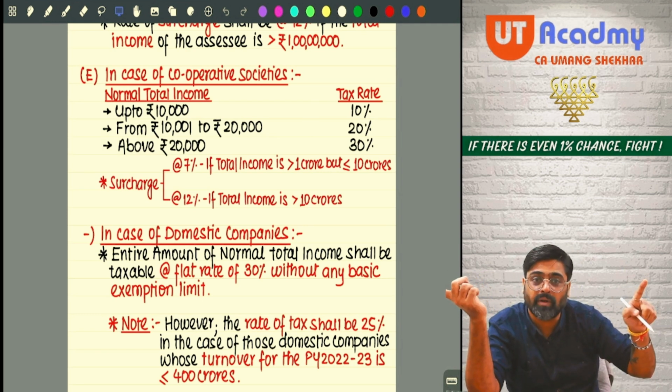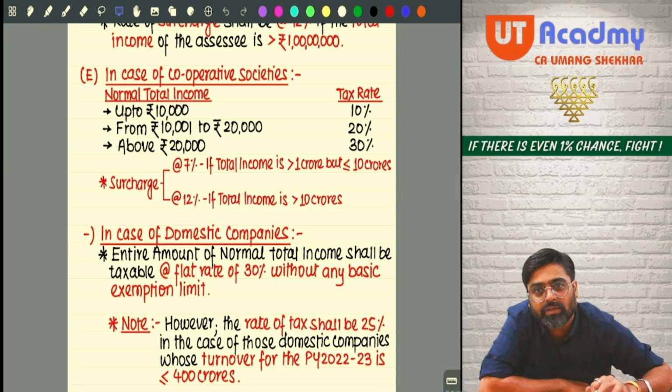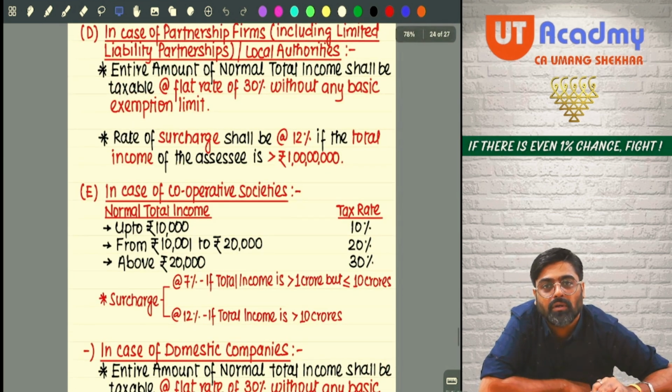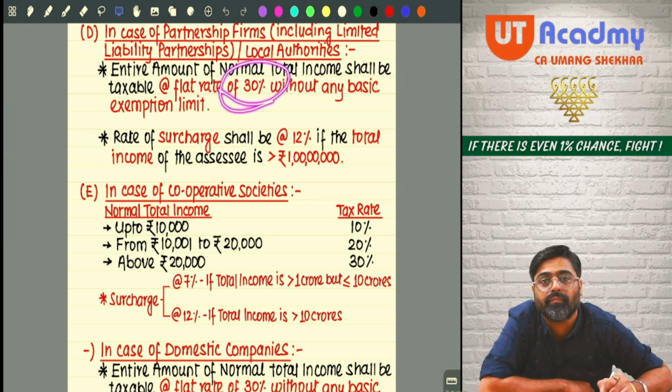Special tax plus normal tax, both the taxes taken together, this surcharge rate will be applicable. Same logic here also. Yes or no? This 30% rate will be applicable on the normal total income.